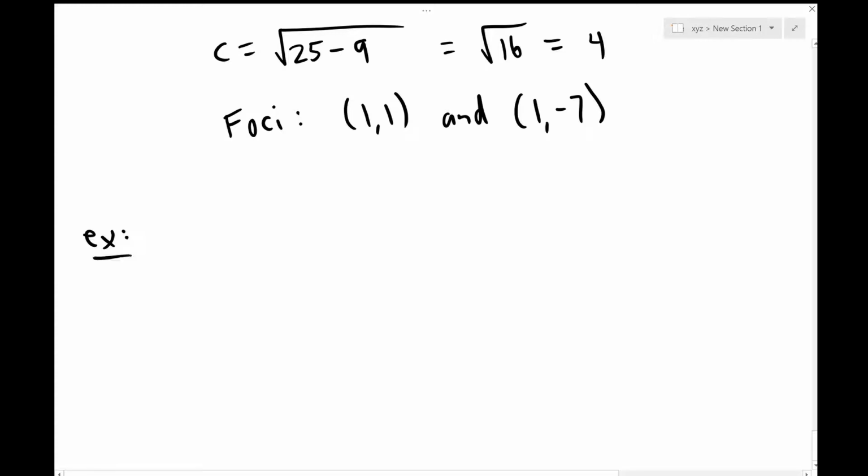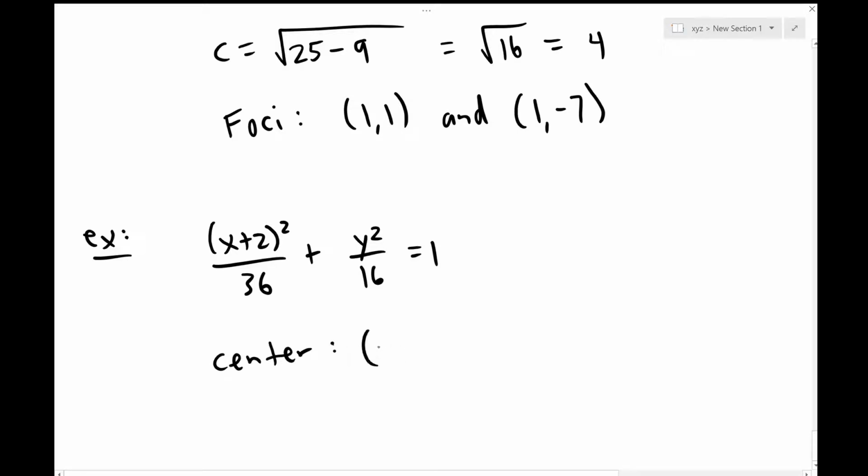So let's take a look at the equation (x + 2) squared over 36 plus y squared over 16 equals 1. So the center in this case, hopefully we can see, is at the point (-2, 0). And as before, we want to identify our a and b values. So in this case, a squared we can see is 36, making a equal to 6. b squared is 16, which makes b equal to 4.